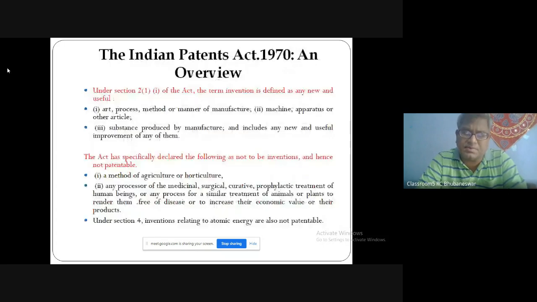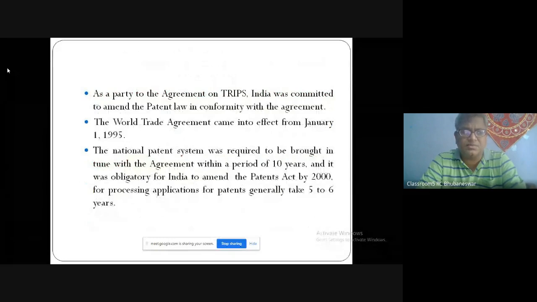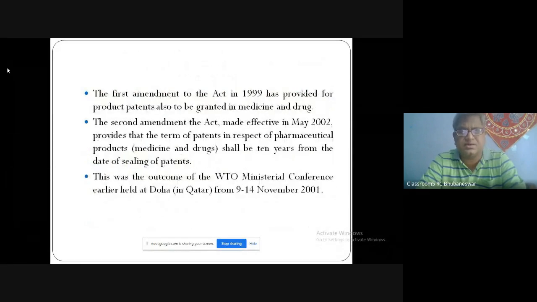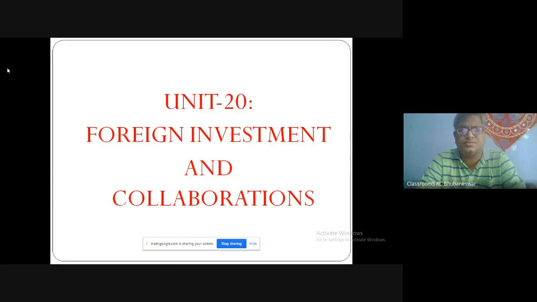the intellectual property rights. Another, the Indian Patents Act, 1970, has some guidelines regarding patents. And somehow these patents are to overcome some of the issues in WTO agreements also.